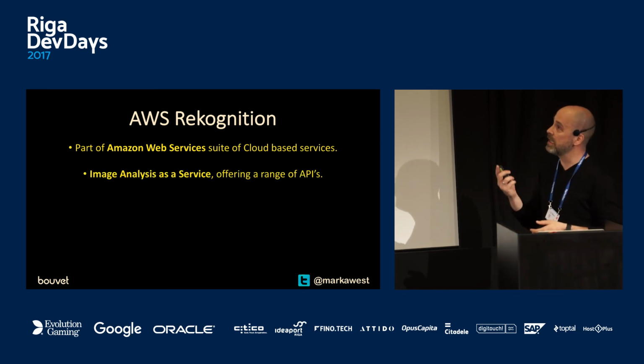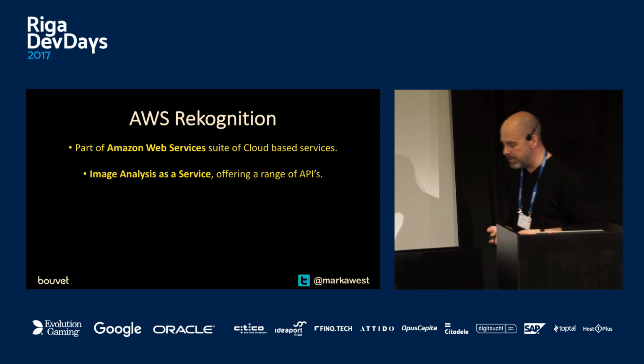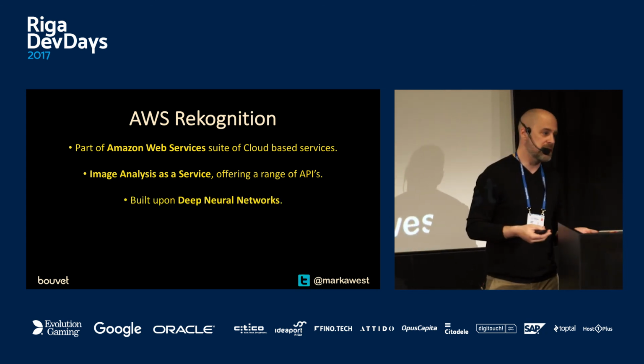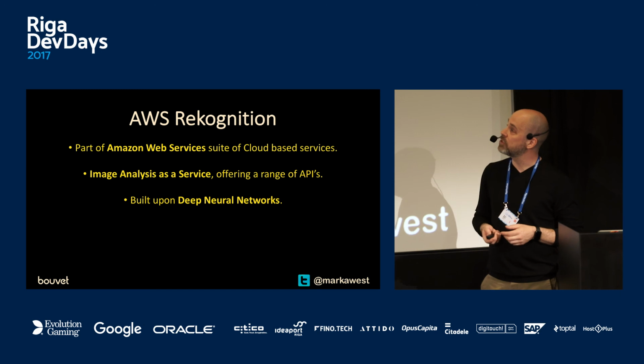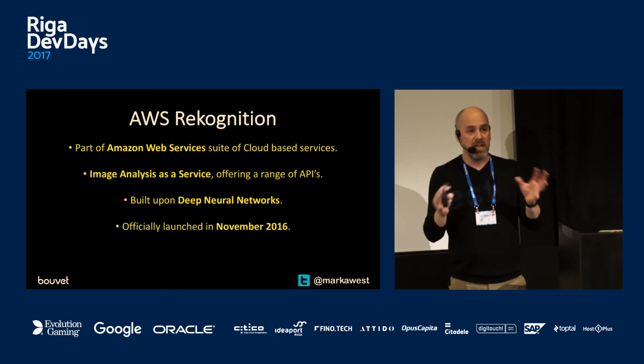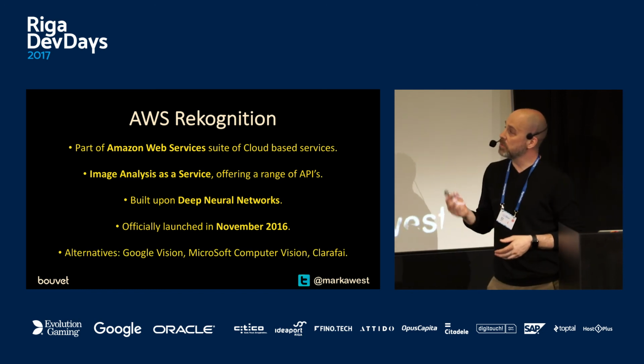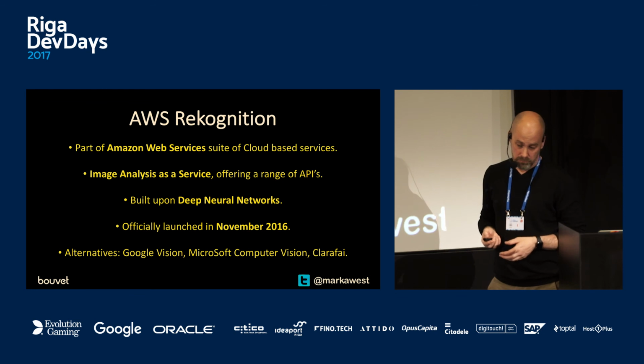So Rekognition is part of the Amazon Web Services suite of cloud-based products, and it offers you image analysis as a service with a range of APIs, including object detection, facial analysis, and face recognition. And it's built upon deep neural networks, so it was actually a service which does the same as what I was going to do myself. And it was launched last November, so it's relatively new.